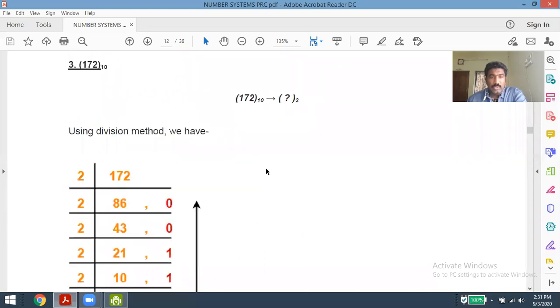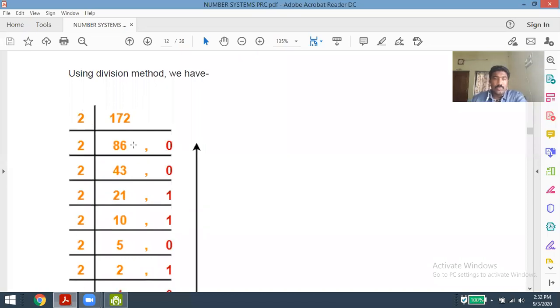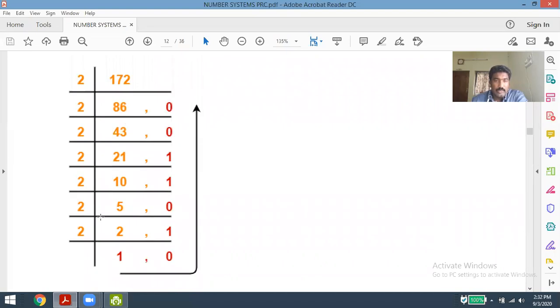So this is the same process. 172, there is a problem. 172 base 10, I want to convert it to base 2. So go for the division method. So 2 goes into it 86 times, there is a remainder 0, and again divide with the 2. So 43 times, remainder 0. So like this, I am getting 2 ones are 2 and remainder 0.